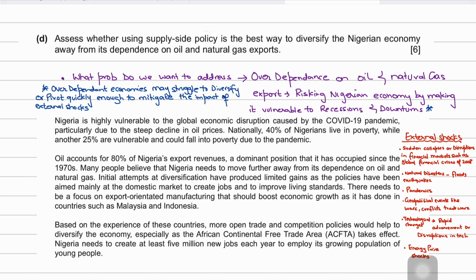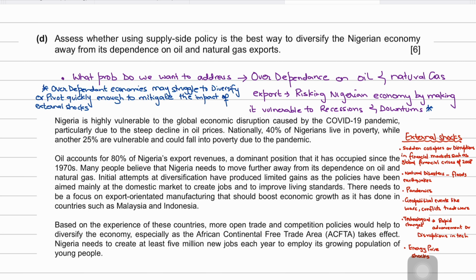And then, since the question says assess, it requires evaluation. We will be required to evaluate whether supply side policies might not be the best way, and maybe suggest an alternative policy measure, or maybe not just an alternative measure, but in fact another policy that could be used in cooperation or together with supply side policies.